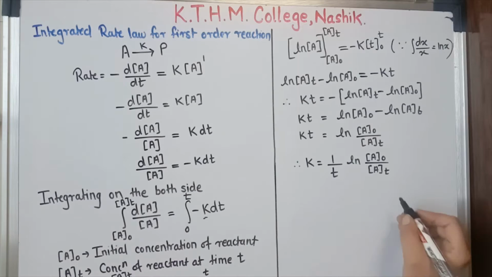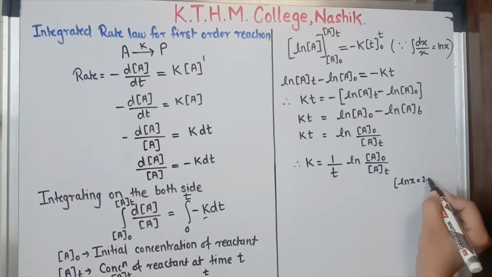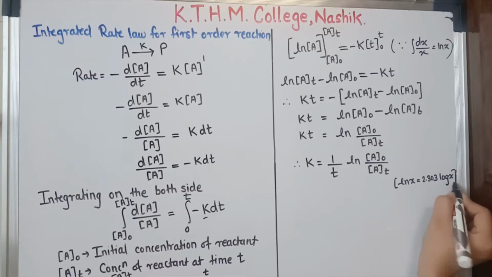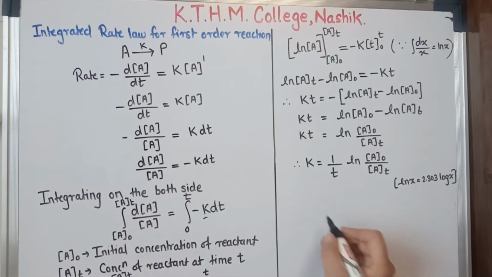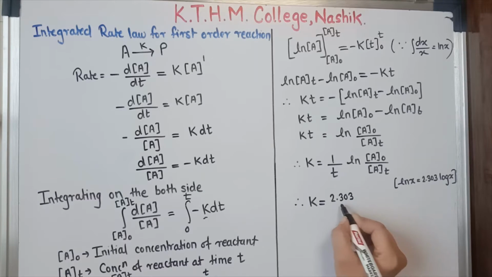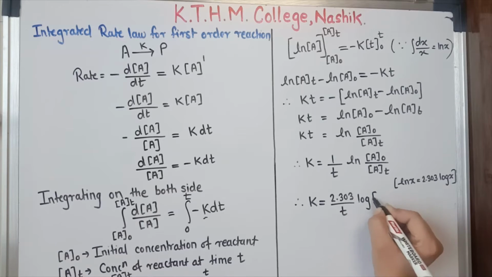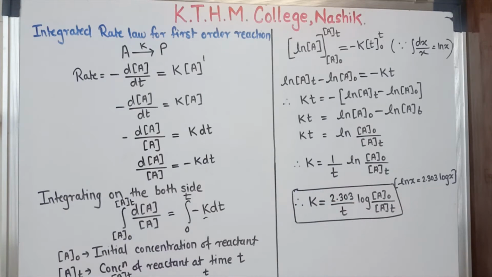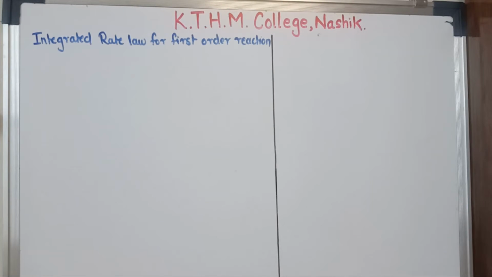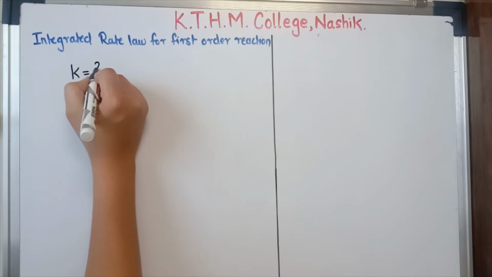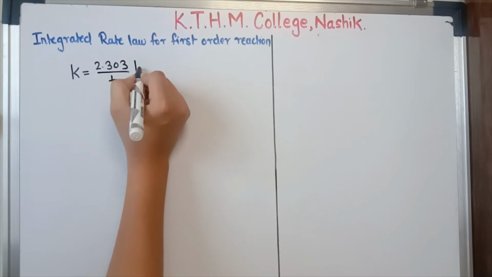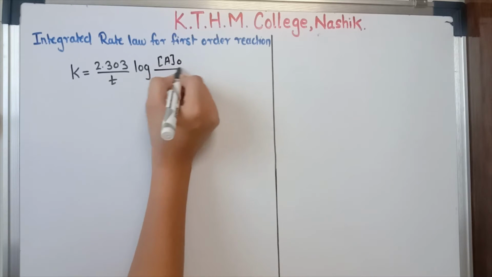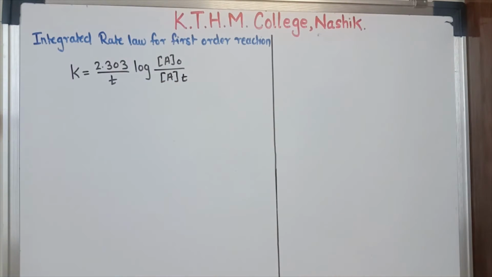Okay. We know that ln of x is equal to 2.303 log of x. Okay. So therefore k is equal to 2.303 upon t log of A0 upon At. This is the equation, or this is the rate law for first order reaction. Okay. So our equation was k equal to 2.303 upon t log of A0 upon At. Okay, is this clear to you now?